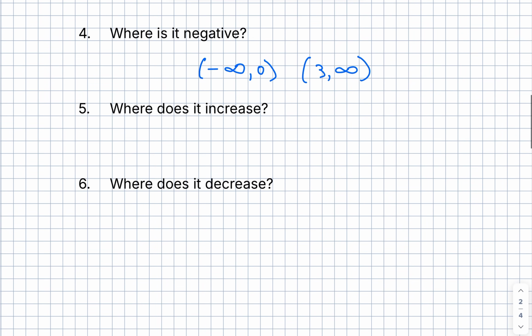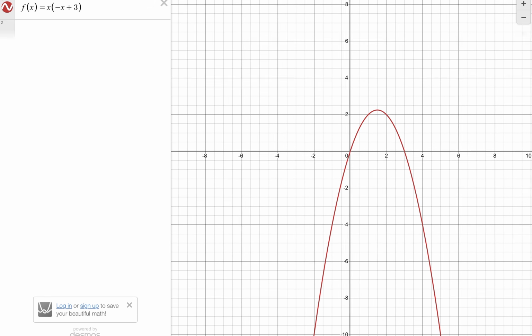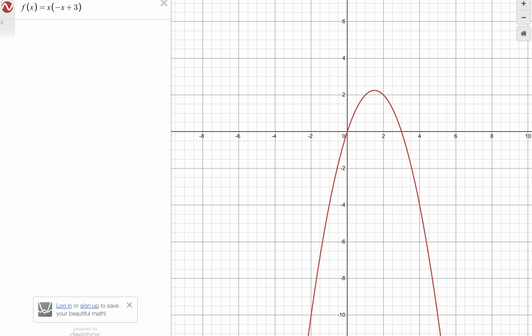Okay, now where does it increase? Well, again, we're looking at x values going from left to right. So as we move from left to right, the function increases from negative infinity all the way to somewhere in between 0 and 3.